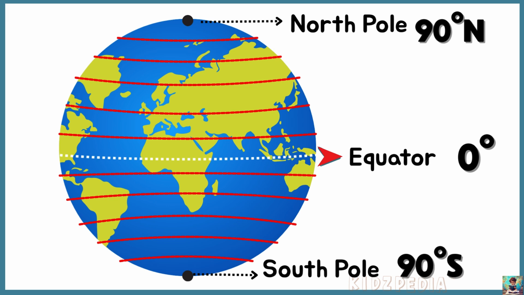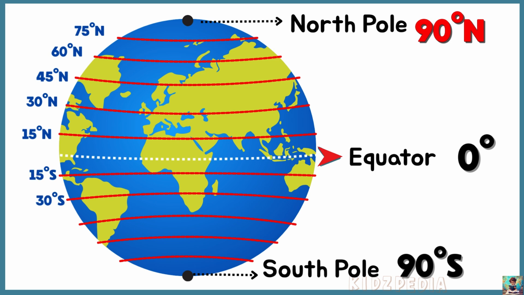So, when we say a place is at a certain latitude, we are saying how far it is north or south from the equator. For example, moving north from the equator, we have 15 degrees north, 30 degrees north, 45 degrees north, 60 degrees north, 75 degrees north, and finally the North Pole at 90 degrees north. Similarly, moving south from the equator, we have 15 degrees south, 30 degrees south, 45 degrees south, 60 degrees south, 75 degrees south, and then the South Pole at 90 degrees south. I hope this helps you understand how latitude is used to measure the distance between a place and the equator.